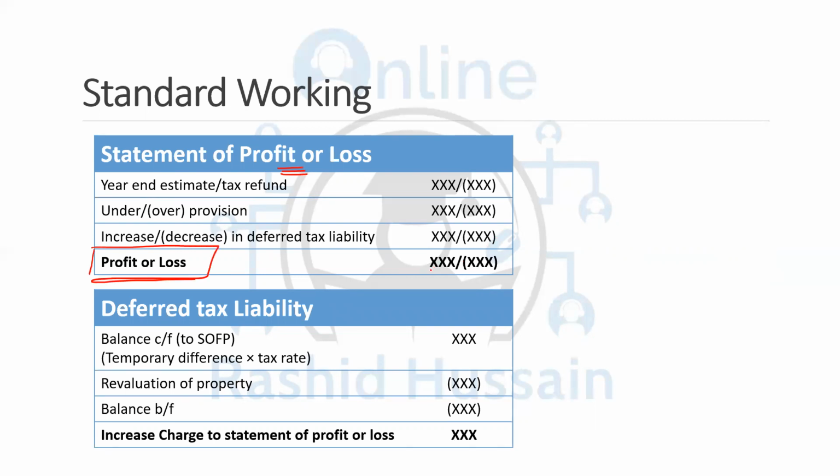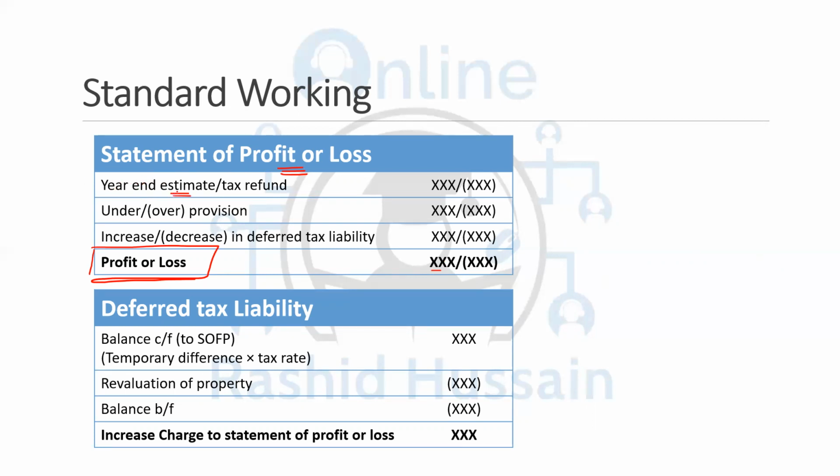Mostly we'll be having the tax expense. In some cases, we may have the reversal of expense or the reduction in the expense. Sometimes we have the tax refund, but these are the rare scenarios. Most of the times, you are supposed to make the payment to the taxation authority, which is your current tax provision.